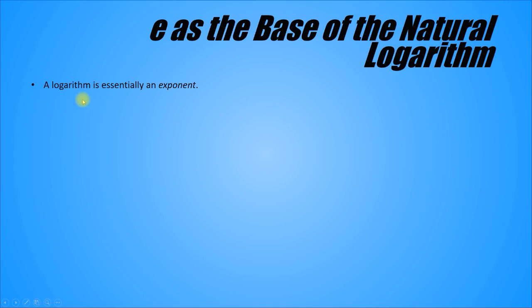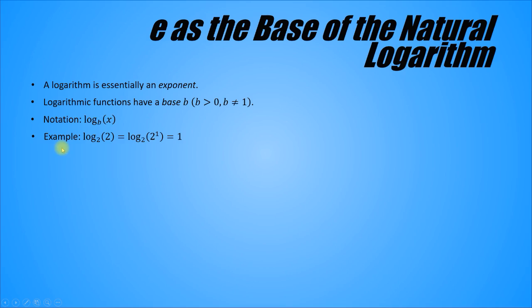So, first, a logarithm is essentially an exponent, and I'll explain what I mean by that shortly. Next, logarithmic functions have a base, which I'll call b, and acceptable bases for logarithms are positive numbers, but not 1. And here, we're not going to worry about why these restrictions exist on b. We'll just note that e is a positive number, and it is not 1, and so it's an acceptable base for a logarithm. The notation for a logarithmic function is log base b of x, where the b is written as a subscript.